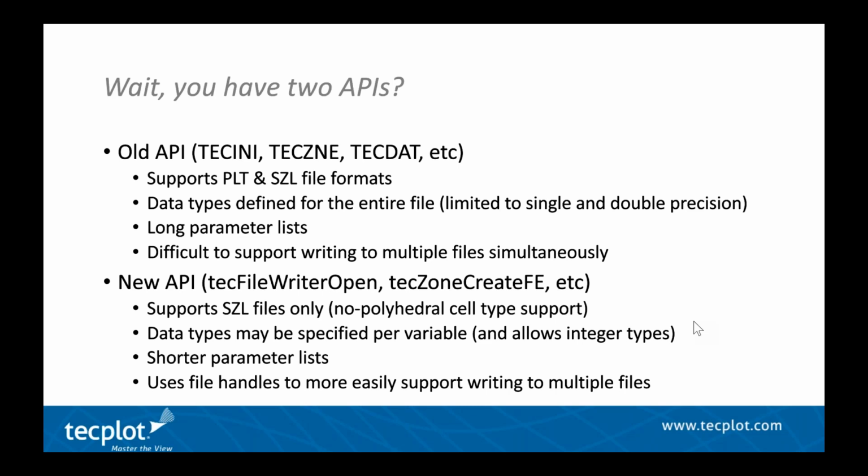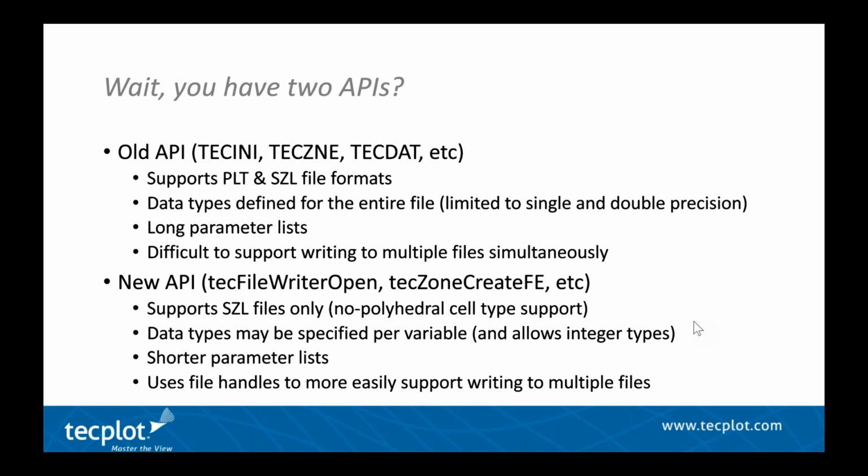It's also characterized by somewhat long parameter lists. So if you look at TecZNE, for example, that one function has parameters that work for structured data, unstructured data, and polyhedral data. So you may encounter parameters that you don't need for your use case in some of those functions. And then if you are in a situation where you're trying to write multiple files at once, it's somewhat difficult to support that with the old API.